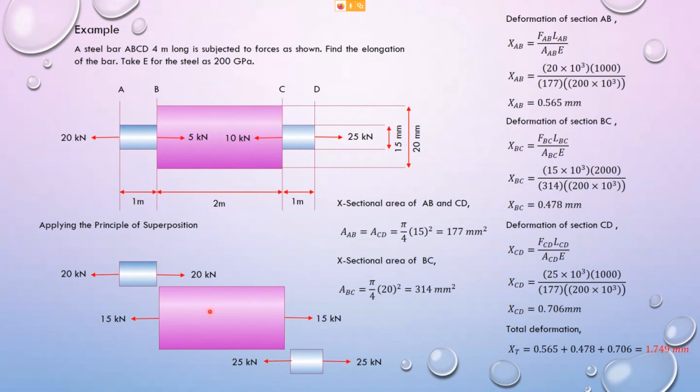Then you check each part here: tensile, tensile, tensile, so positive, positive, positive. When you find the total deformation, make sure it's positive or negative depending on whether it is tensile or compressive. But in this case, all tensile, so that's why it's plus, plus, plus. So the total deformation is 1.749 mm. So that's for this example.